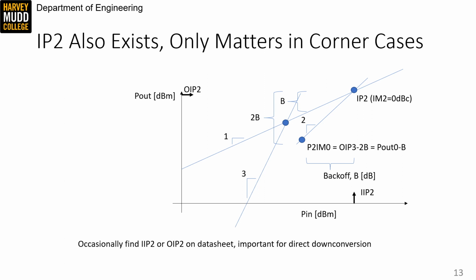You'll occasionally find IIP2 or OIP2 on a datasheet, but don't bank on it. It's kind of rare. However, because some receivers care about effects near DC, specifically direct down conversion receivers, IIP2 can matter a great deal for those types of circuits.